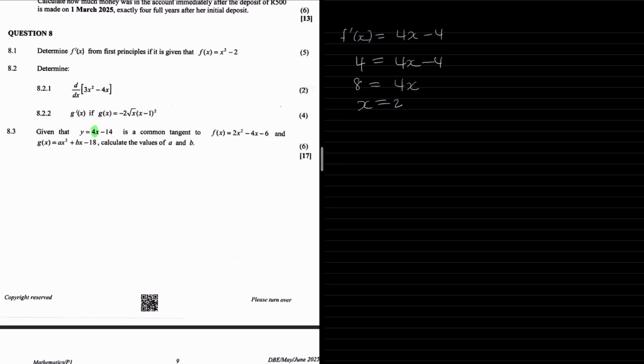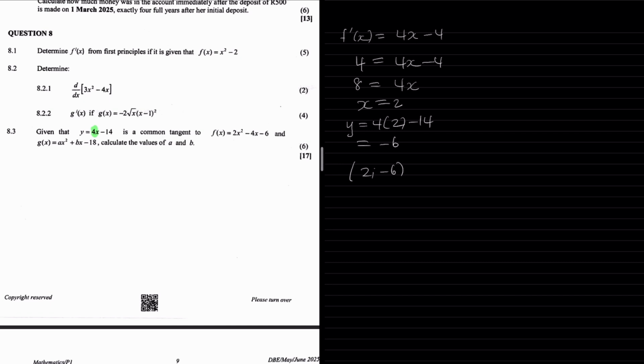Now to work out the coordinate, we need the y value. And to get the y value, I'm going to take this x value and substitute it into the easier equation, which is going to be the tangent equation. So y is equal to 4 times 2 minus 14. y is equal to negative 6. And this is an important point. So 2 and negative 6. Now that we have the point, we can then start with the g of x formula and try to figure out the values for a and b.